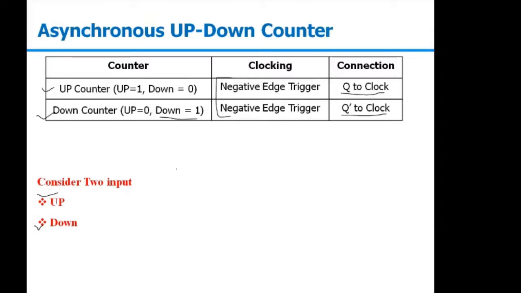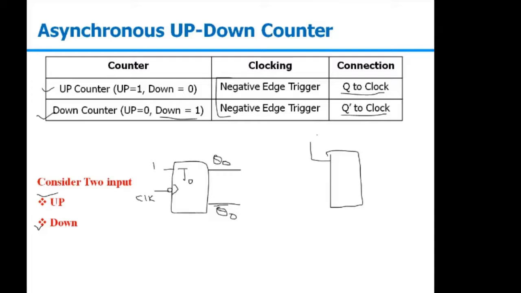So first I'm just taking two stages only. So this is J, this is T, and T will be equal to 1, negative edge triggered. So this is the clock. Now this is the T node. This will be my Q node. This will be Q node bar. Here I am having the next stage, in which this input will be T1.